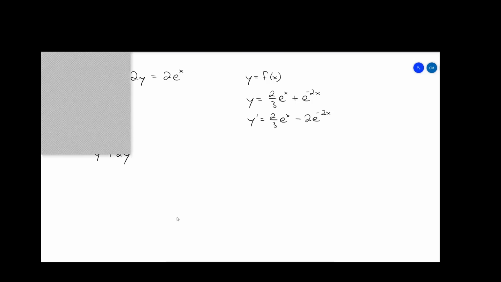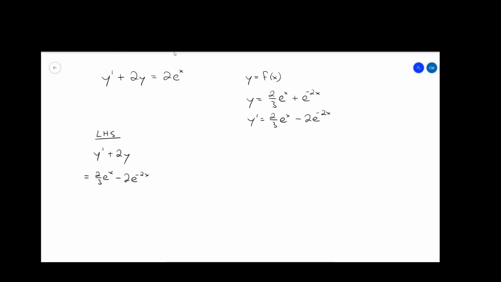Then, I keep losing that. Yeah, so there it is. There's the derivative, okay? And so now I'm going to just plug this in. So y prime, I'm going to plug it in there: 2/3 e to the x minus 2 e to the minus 2x.